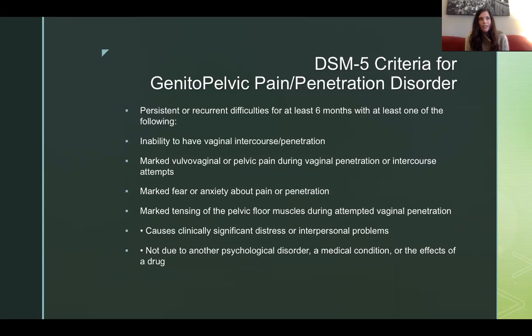So this is kind of like a really tough cycle. So obviously, if someone's having pain during intercourse, they are maybe starting to anticipate the pain, which then leads to anxiety, which then leads to tension, which then makes the pain possibly even worse. It causes clinically significant distress or interpersonal problems, and it's not due to another psychological disorder, a medical condition, or the effects of a drug.